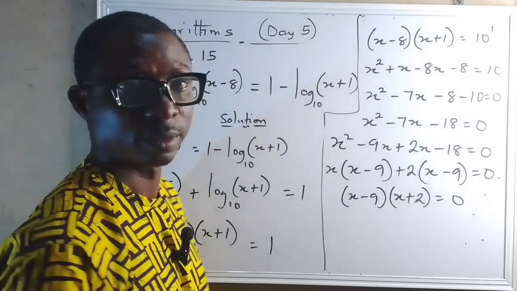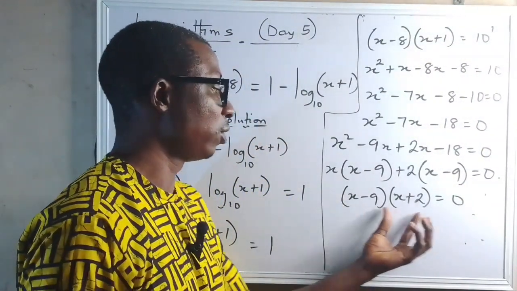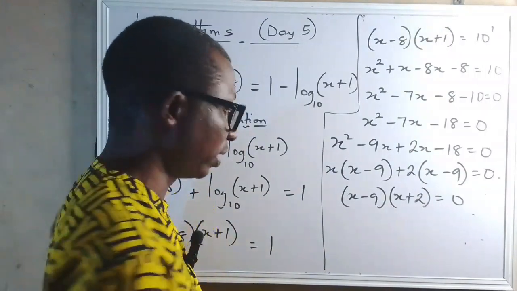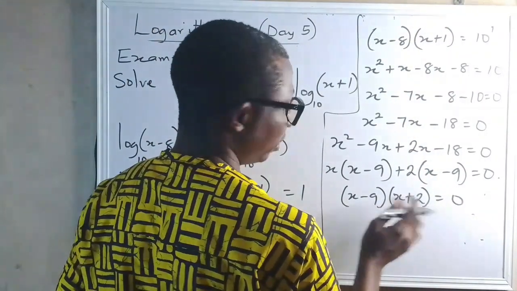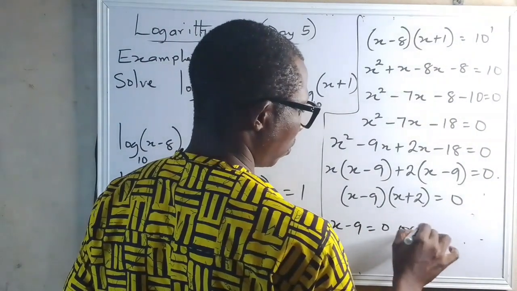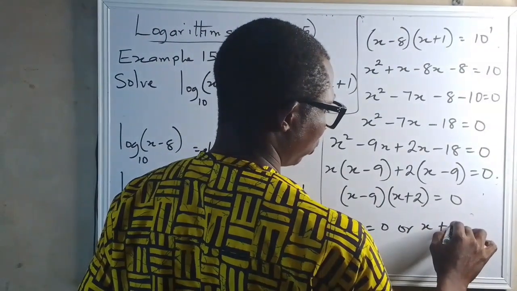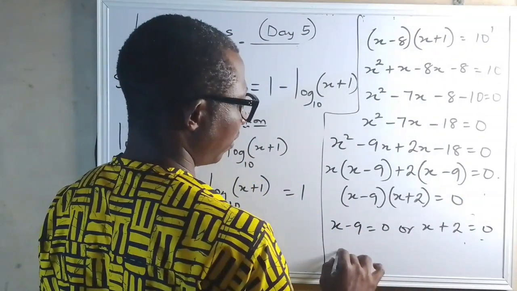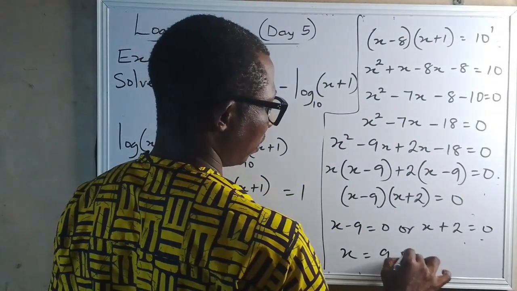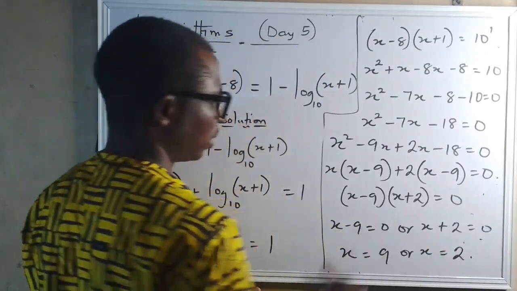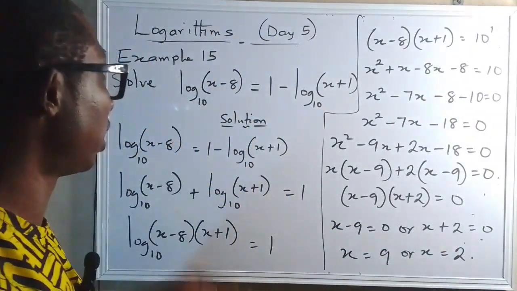All right, so now we have two numbers multiplying each other, and the result is 0. So either this is 0 or this is 0. So you see that x minus 9 equals 0, or x plus 2 equals 0. All right, so now we have x equals 9 or x equals minus 2. And these are the answers to this problem.